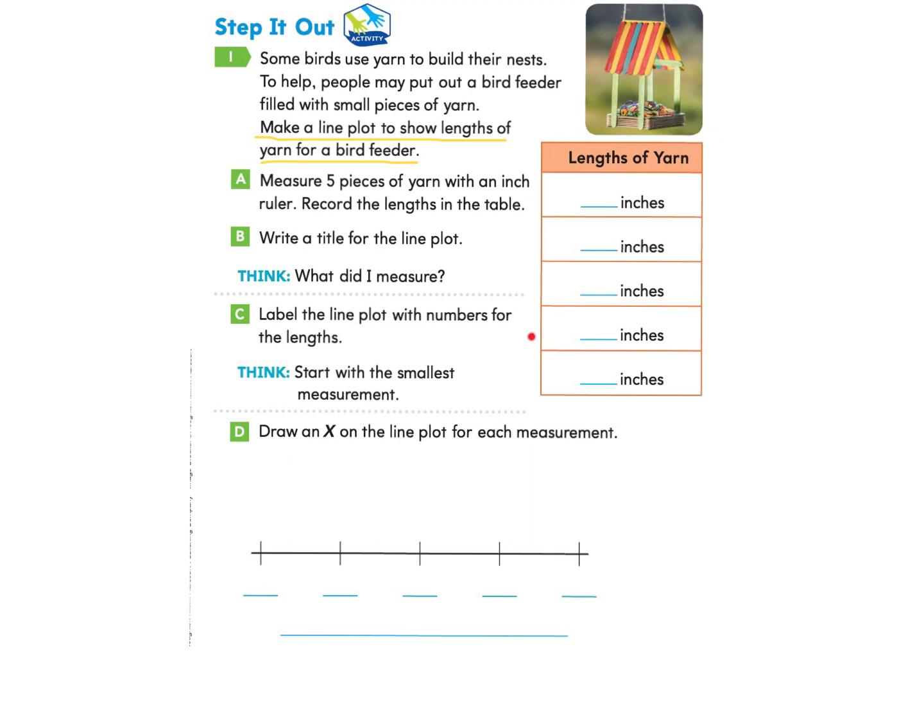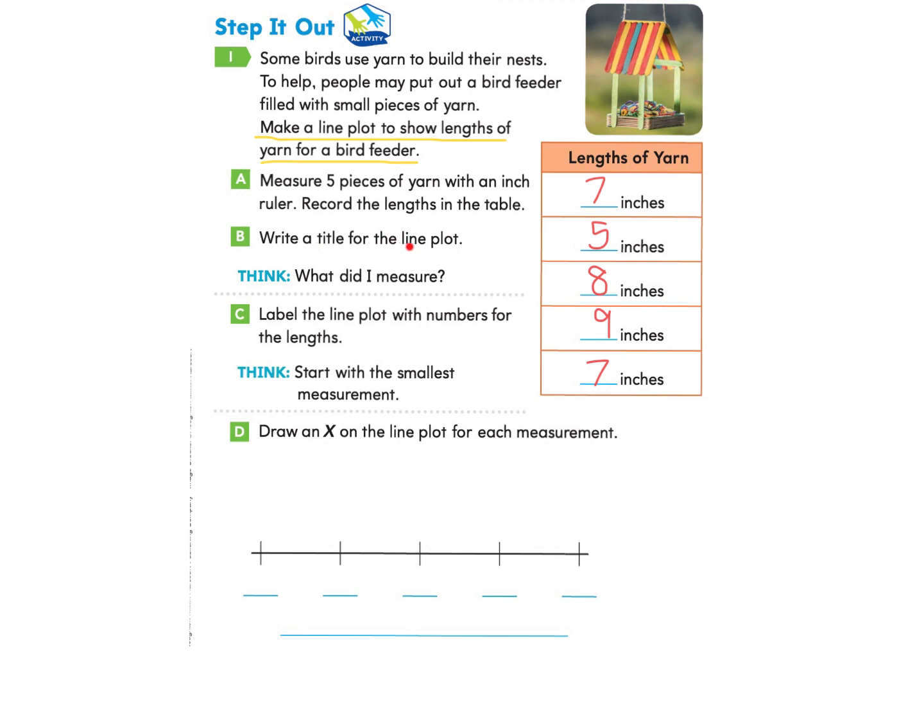I'm going to go ahead and fill in the lengths of my yarn pieces, which may be different from yours, in this table called lengths of yarn. You can pause and do this and come back, or you can follow along with me. Here are the lengths that I have written in: 7 inches, 5 inches, 8 inches, 9 inches, and 7 inches. Now I'm going to look at part B.